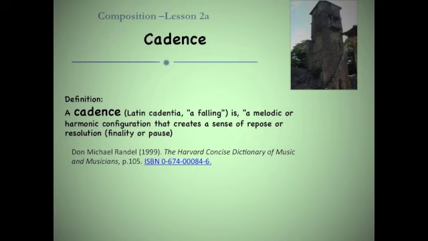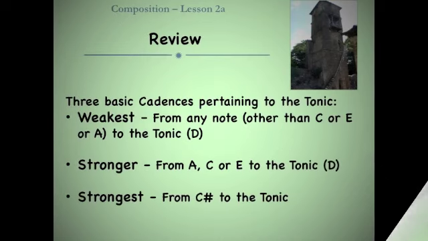The weakest cadence is like a comma. We have a stronger cadence, kind of like a semicolon or a dash maybe. And then we have a period, or maybe perhaps an exclamation point might be a better term for it. The strongest cadence of all. Weak, stronger, strongest. All right, let's listen to some examples of what we've been talking about.